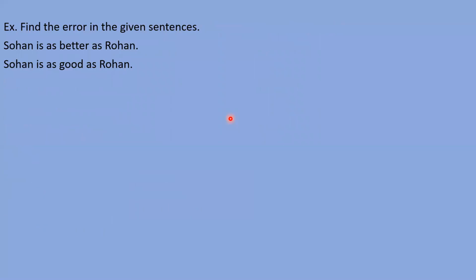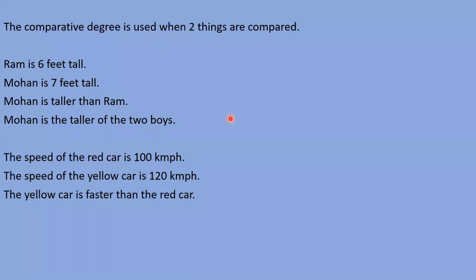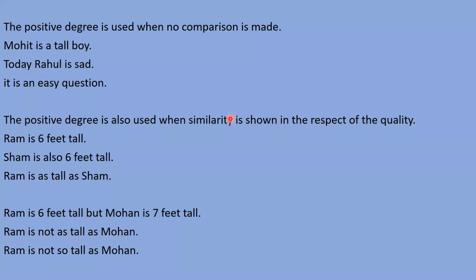Okay. Again, I tell you positive degree and comparative degree so that next time when I put some question, you will be able to give the answer. Again, I tell you, dear students, remember this. When we have to tell someone's quality, then we have to use only the positive degree. Like Mohit is a tall boy, Rahul is sad. It is an easy question. In this sentence, I'm just telling the quality of someone. I'm not making any comparison, right?